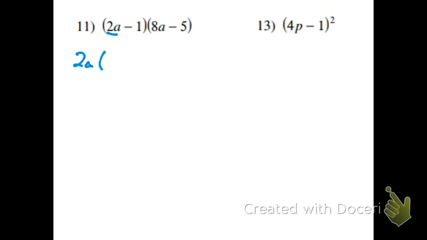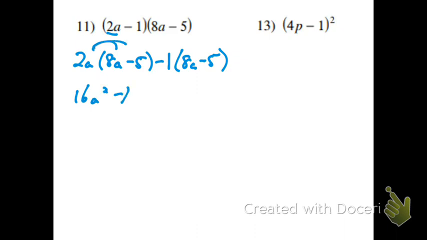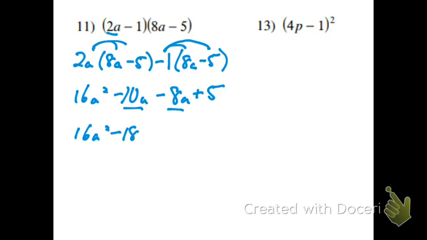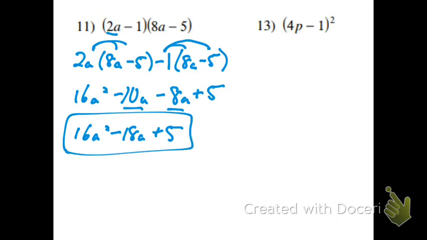So 2a times 8a minus 5, and then minus 1 times 8a minus 5. So 16a squared minus 10a, and then minus 8a, and don't forget a negative times a negative is a positive 5. So I got my 4 terms. Now I'm going to go ahead and combine these 2 middle terms. I have 16a squared minus 18a plus 5. And that's the trinomial that we end up with.